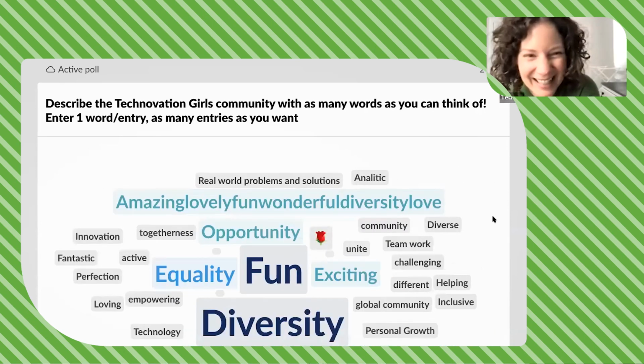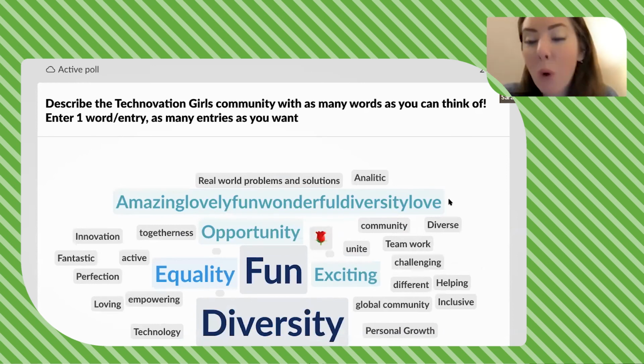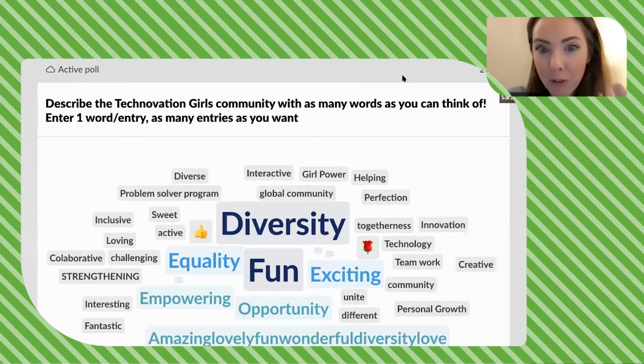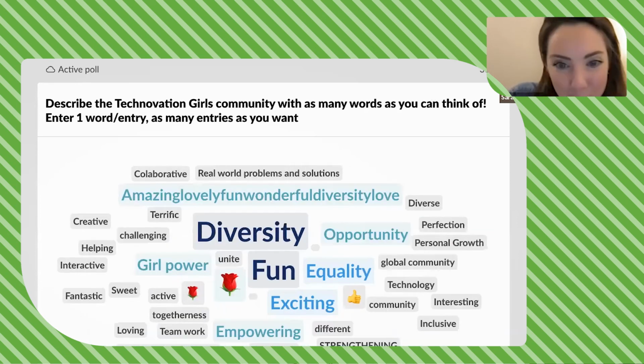Oh, the rose. But this is incredible because this is what all of you are, right? You are all of these things coming together. And isn't it beautiful to see a visual representation of it?